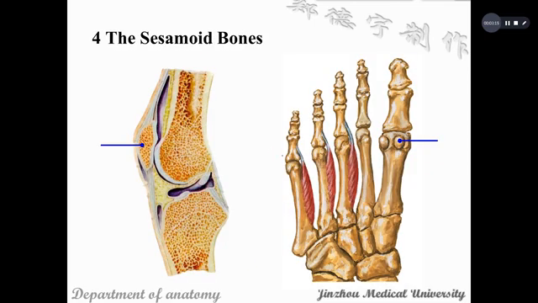The sesamoid bone is distributed in 2 parts. One bears weight, like in our foot or our hand. And then the other one changes the power direction, like the patella. And this is the sesamoid bone.